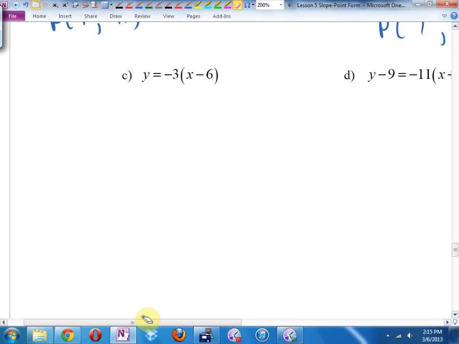Like I said, it's a great shortcut. It is actually a little confusing. I'm not going to deny that. But if you wrap your brain around it, it's good.